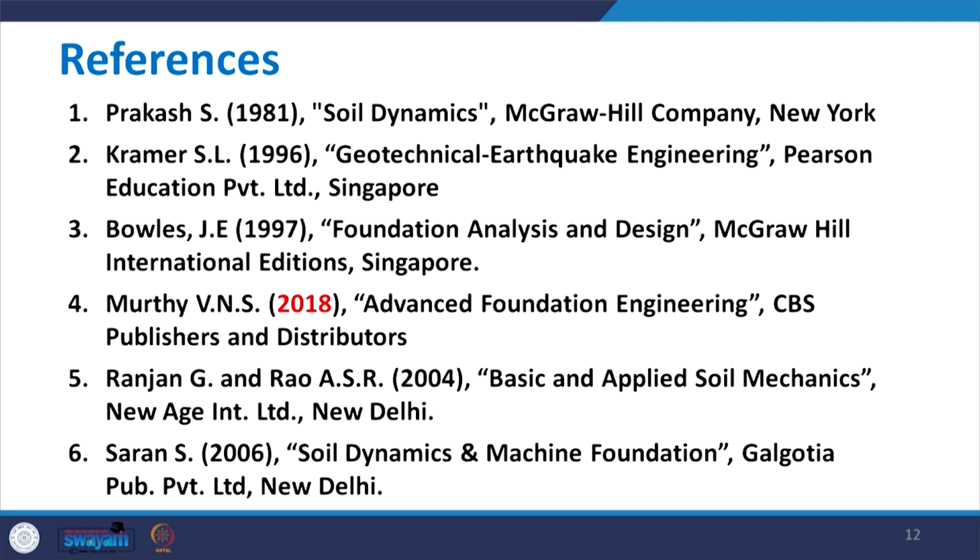Of the last two, the fifth one is a book on basic and applied soil mechanics by Ranjan and Rao. Though this fifth publication is mostly covered at the undergraduate level, some of the advanced things given in this book will be helpful for this course. Finally, the book by Professor Swamisaran is on soil dynamics and machine foundations. It is basically an update on the first publication by Professor Shamsher Prakash. So, these references would be enough for this course.